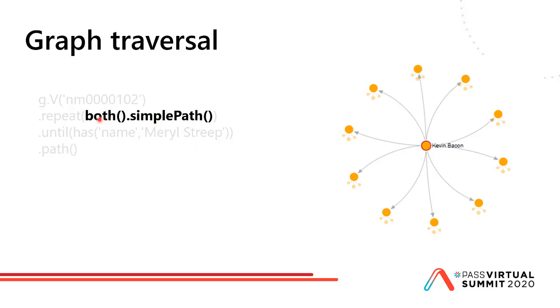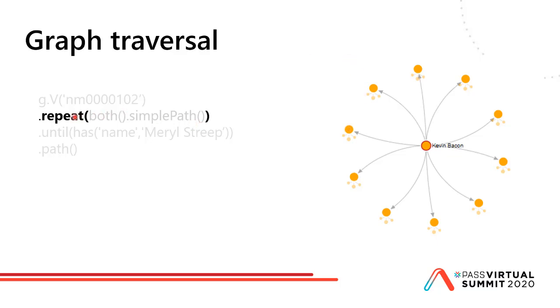So once we've chosen that both, we then use the simple path, and this basically reduces the paths to ensure that we don't have repeated paths coming in. And that's because the next thing we're going to do is repeat this process of starting at Kevin Bacon, branching out to all the movies that he's acted in. Then this both statement is executed again, so it'll go and find all the actors that have acted in movies that Kevin Bacon has acted in. So this returns a much larger set.